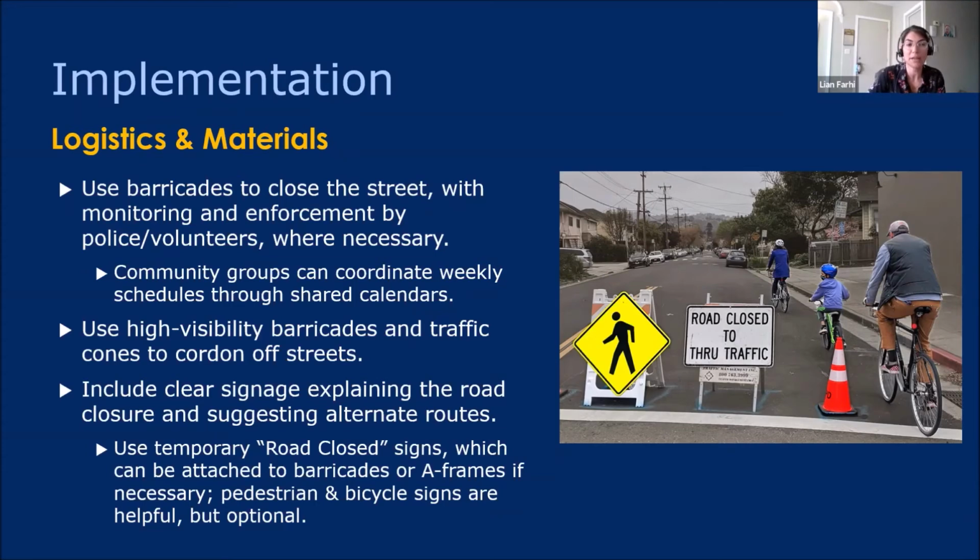It's important to have high visibility barricades and cones that will help inform vehicles and drivers about the change in the network. Also include signage that explains the road closure, that this is part of a program, and suggests alternative routes. So you want to have a temporary road closure sign, and in some location you might consider also pedestrian or cyclist signs to help inform what is the new use of the street at this location for the open street period.